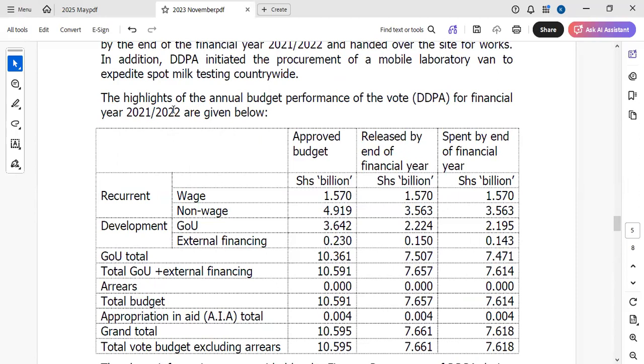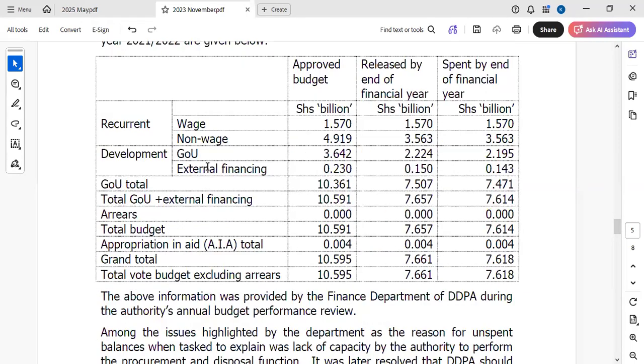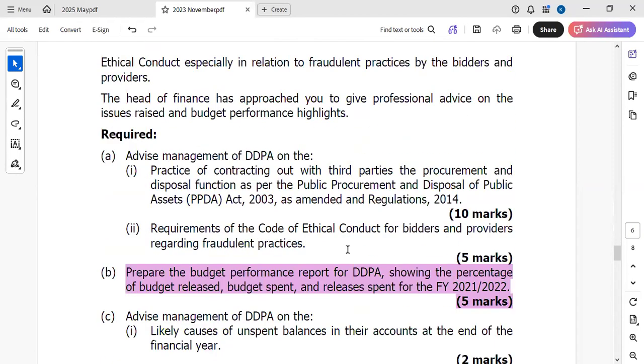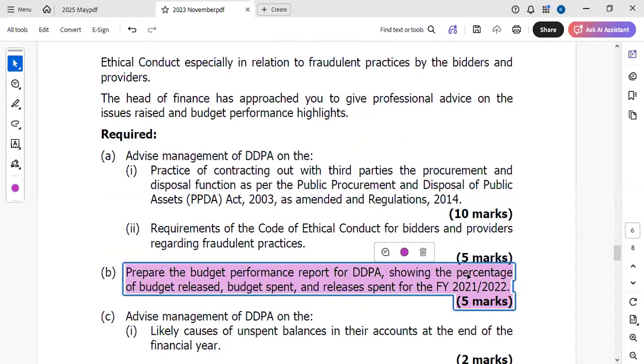Just all you need, the examiner has given you the budget performance. This is the annual budget performance. Just copy, redraft again. But now, for this question, you are not doing like what we have been doing. No. Here, the budget performance that you need is to show you the budget released, the budget spent, and the releases spent.